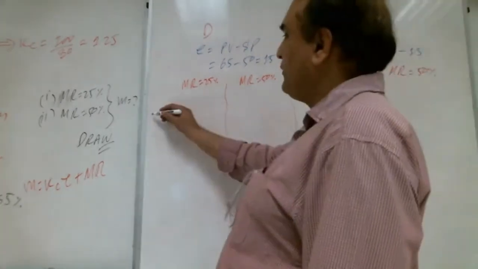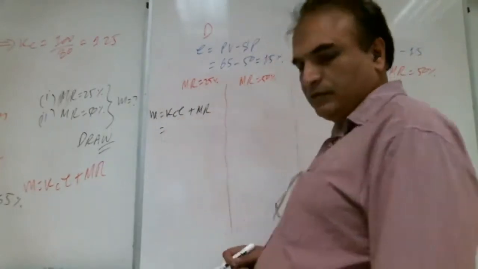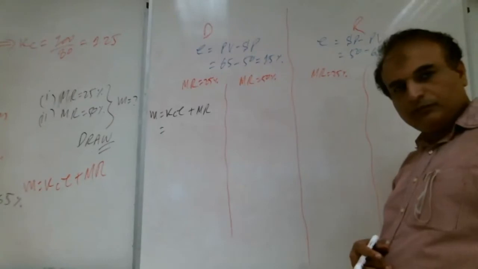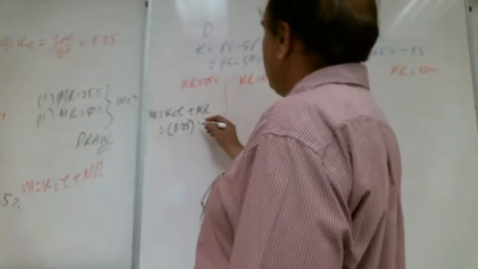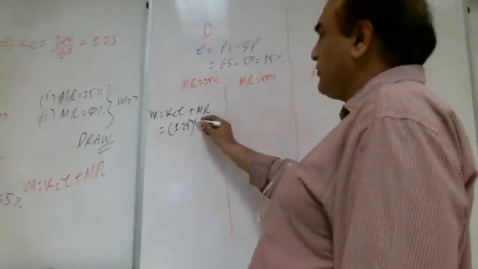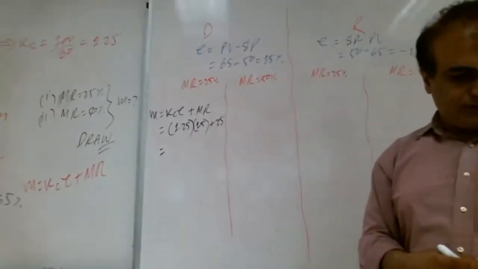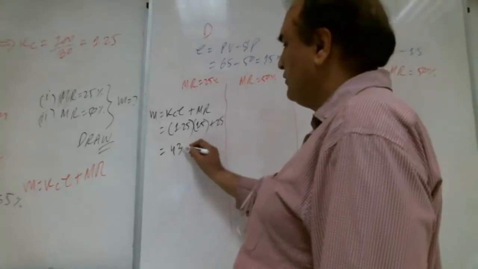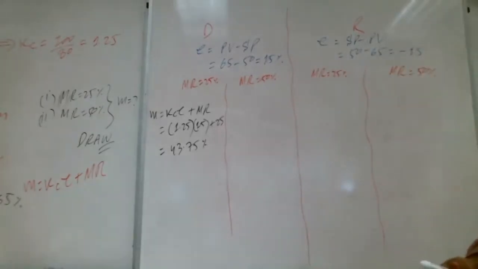So output is equal to what? KC times error plus MR. How much KC, Shabab? 1.25. Very good. What is the error? How much is the error? 15%. Very good. Lot of brothers are writing 15. MR 25. How much, Shabab? 43.75. Very good. Lot of brothers, they are writing it. 43.75%. Very good, Shabab.